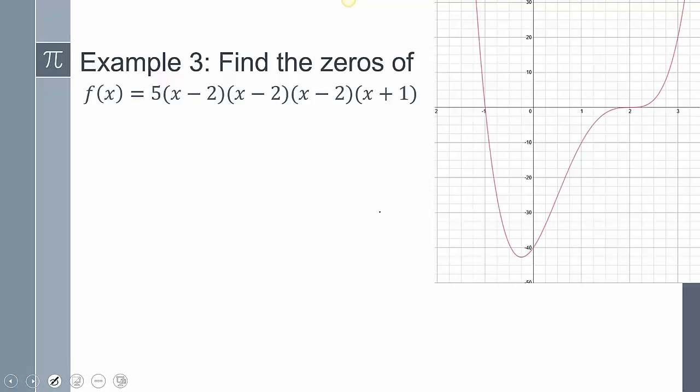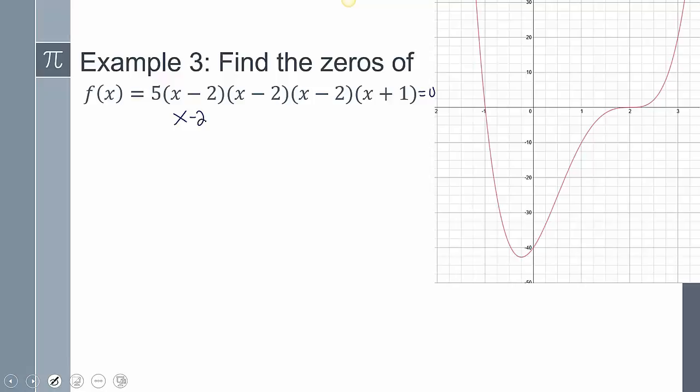Now visually, this is what zeros look like. If we take a look at this graph here, if I were to graph this polynomial, it's going to cross the x-axis here at -1 and +2. Now how did I find those zeros? Remember, we're going to use the zero product principle. Because I set this entire statement equal to 0, I can set each of these factors equal to 0.